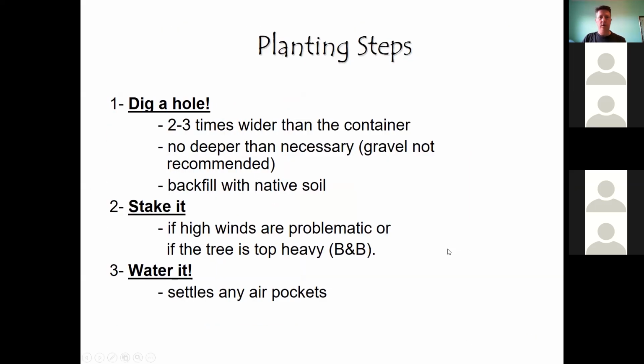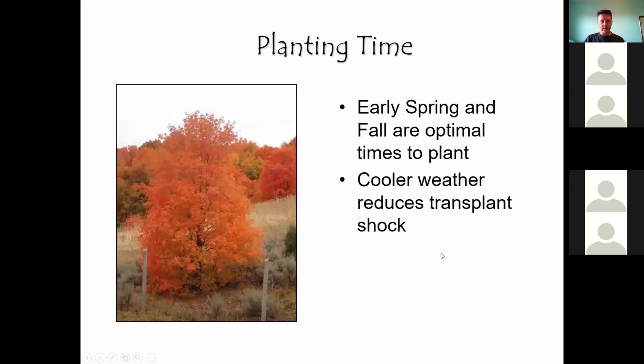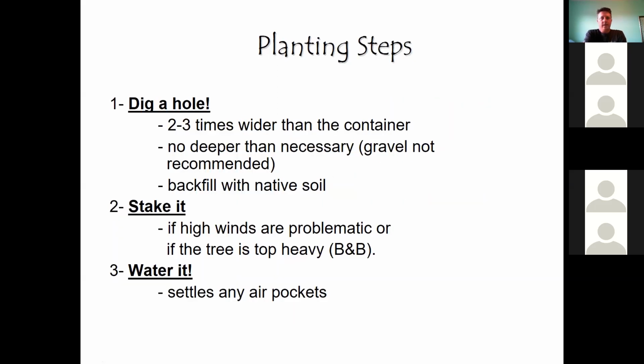As far as planting steps, of course, we've got to dig a hole. The recommendation is to dig a hole that's 2 to 3 times wider than the container, and no deeper than necessary. I don't recommend putting any gravel or anything in the bottom of the hole. It actually doesn't help with drainage. It can inhibit drainage, make the drainage column shallow, or block the flow of water through the soil column.